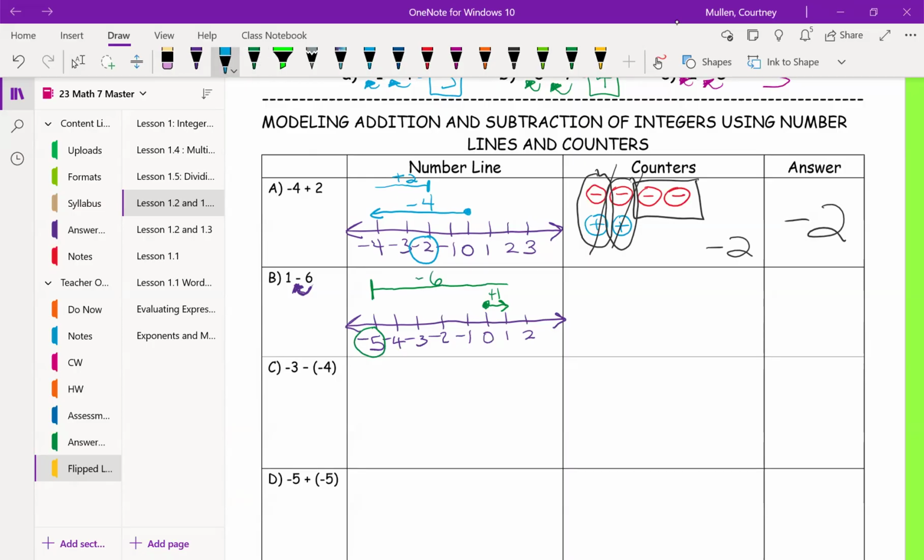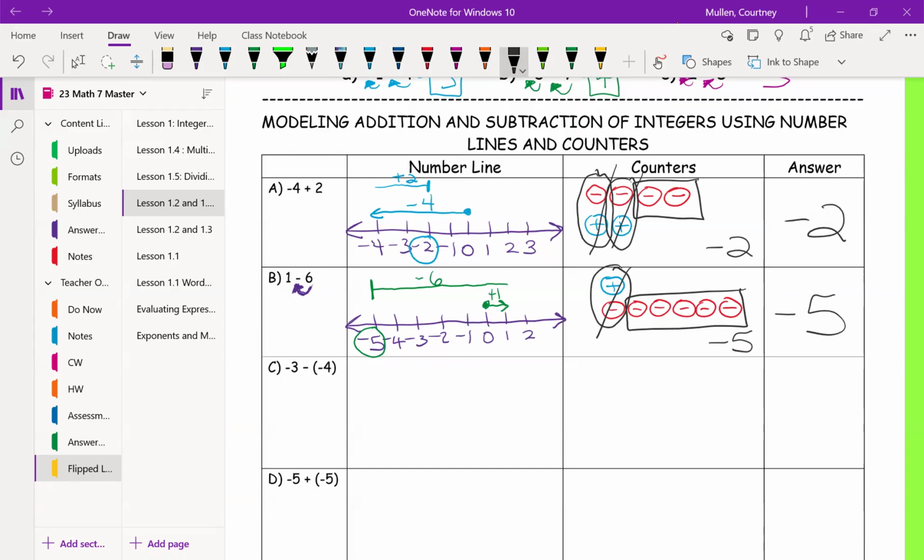Let's demonstrate that with some counters. So we have 1 positive counter. And how many negative counters? 6. 1, 2, 3, 4, 5, 6. How many additive inverse pairs do you see? Did you say 1? You'd be right. So what's left? 5 negative counters, which is what we got on the number line as well.